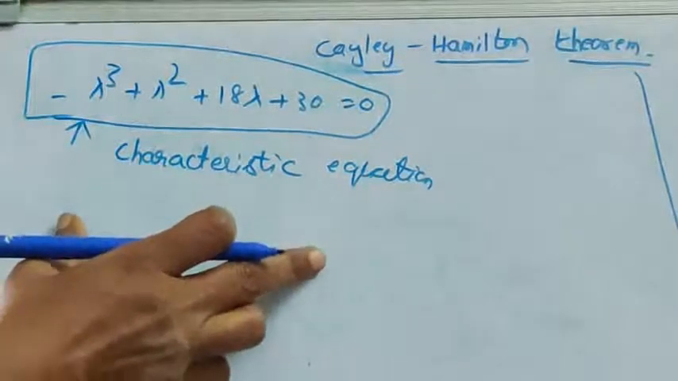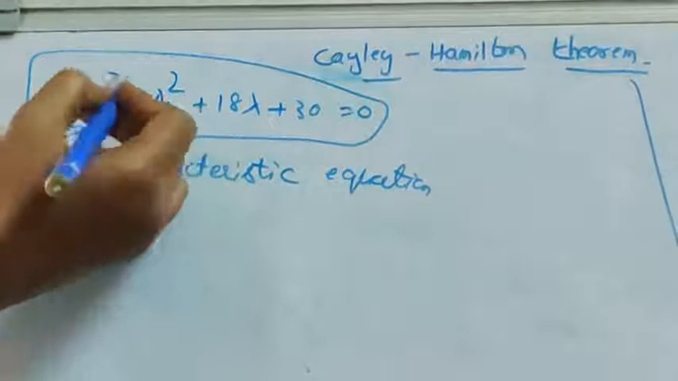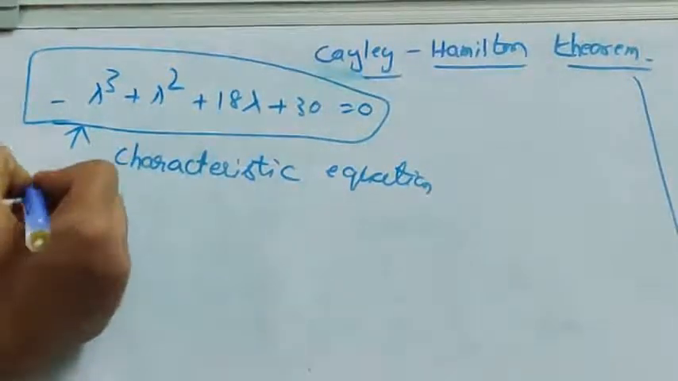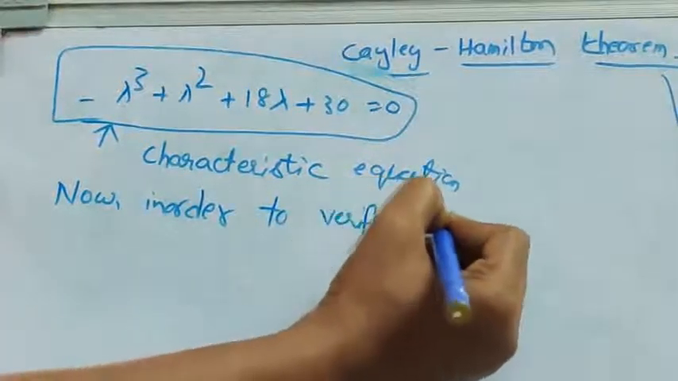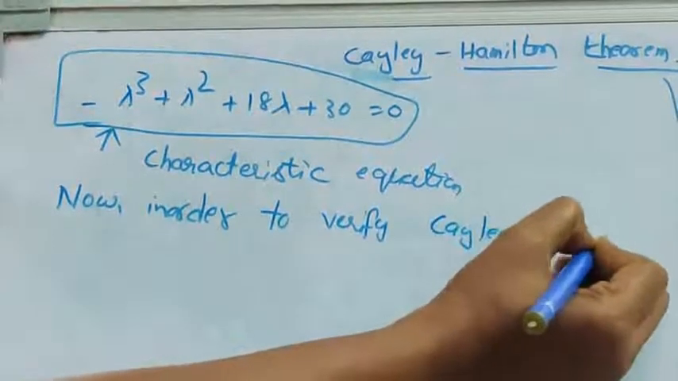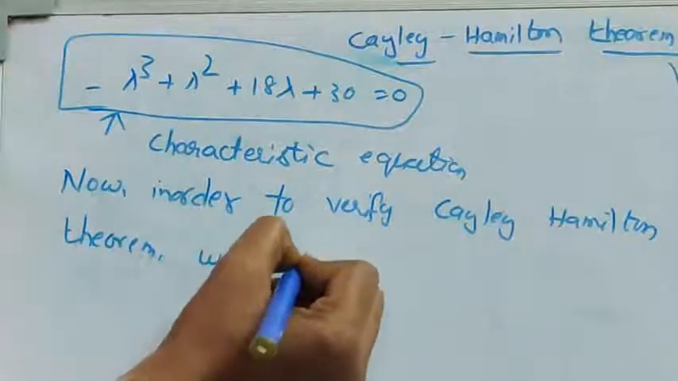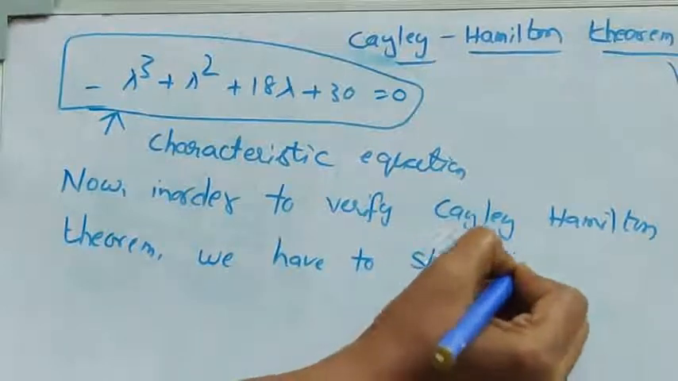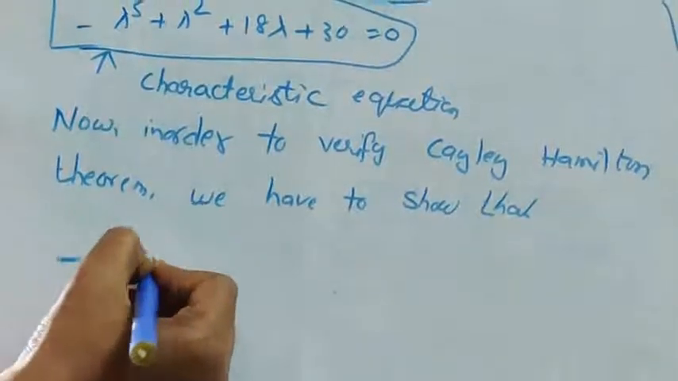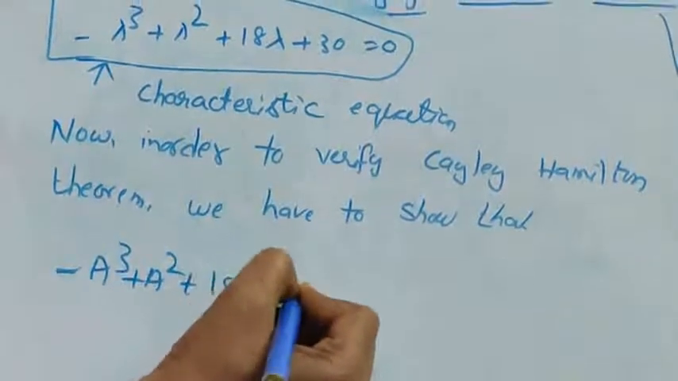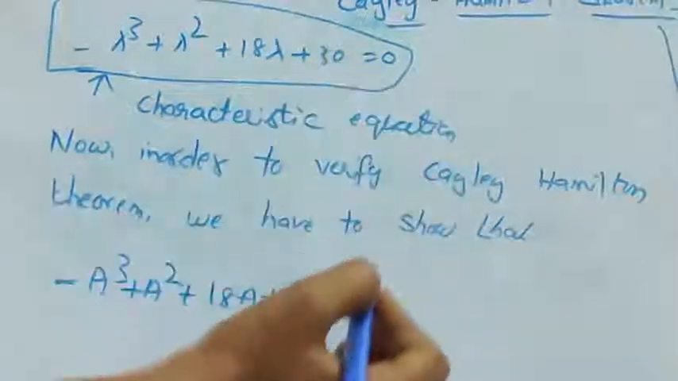Now in order to verify the Cayley-Hamilton theorem, we have to show that, here lambda is nothing but the given matrix A. So wherever lambda is there, you keep A. Minus A cube plus A square plus 18A plus 30 I is equal to 0. Here nothing is there next to the constant, so you have to consider it equal to unity.